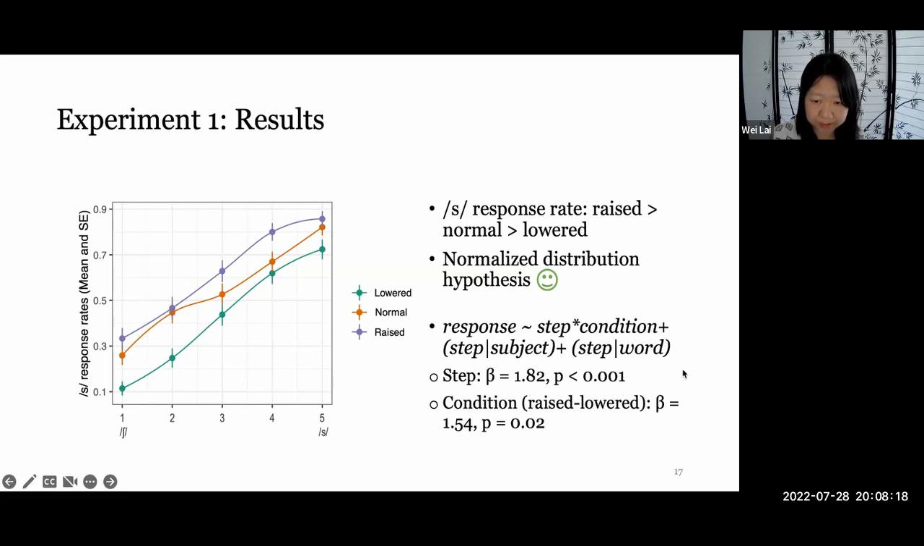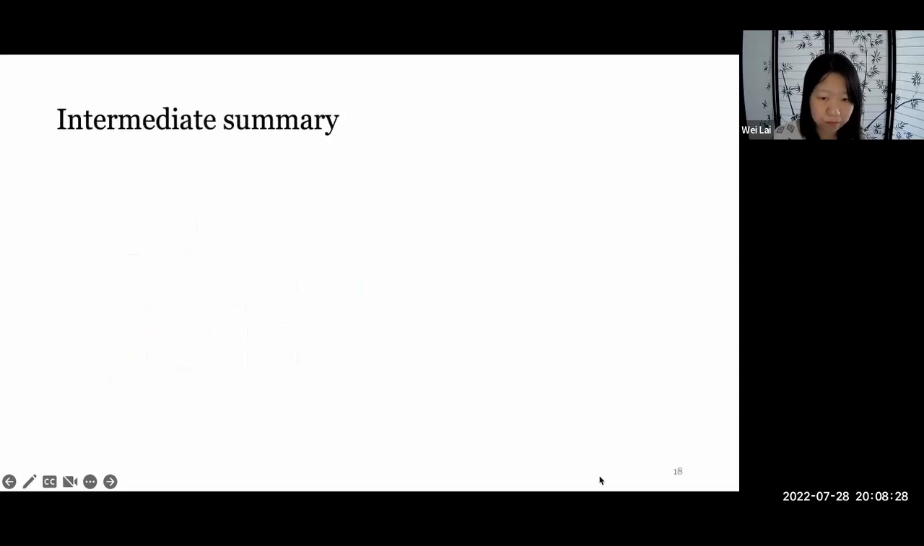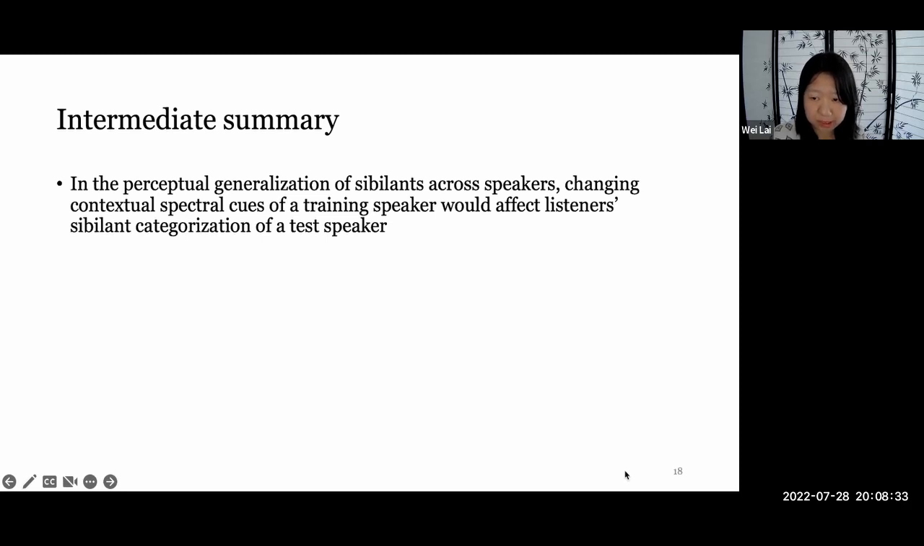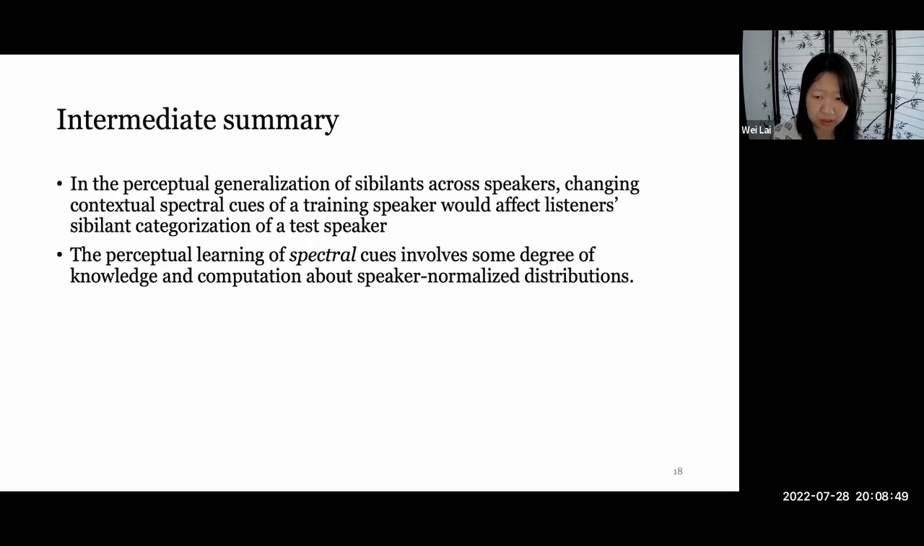Our logistic mixed effect model revealed a significant step effect and significant condition effect between the lowered and the raised conditions. So as an intermediate summary, we see that in the perceptual learning of sibilants, changing contextual vowel formants of a training speaker would affect listeners' sibilant categorization of a test speaker. This means that perceptual learning of spectral cues needs to involve at least some degree of knowledge about speaker normalized distribution.